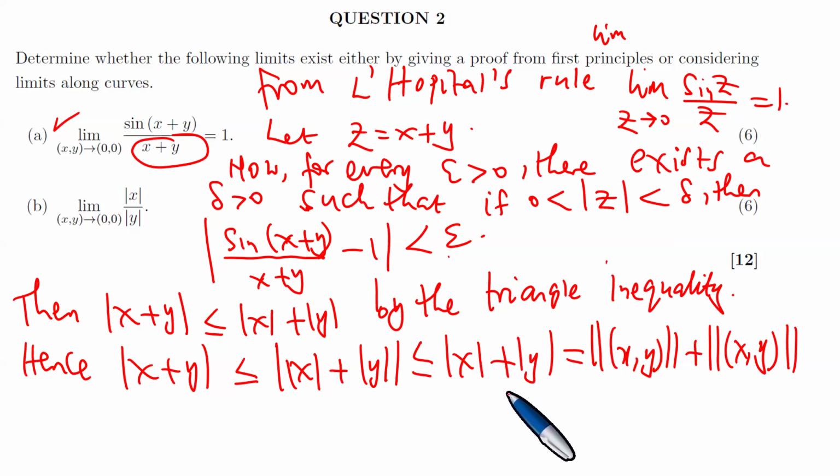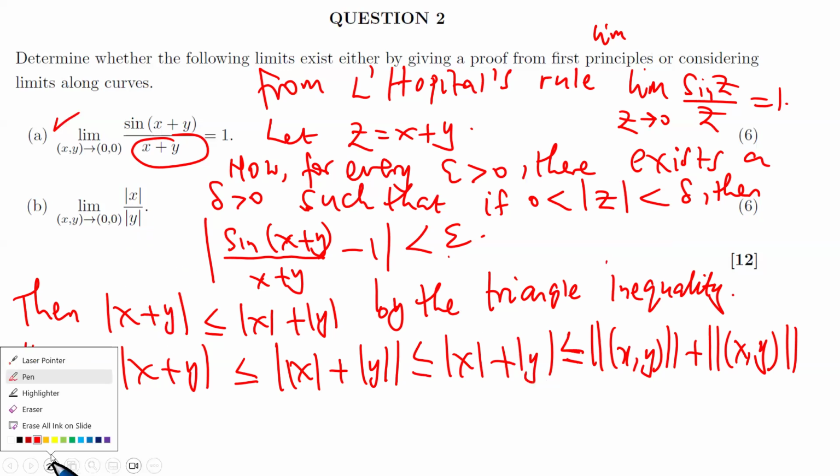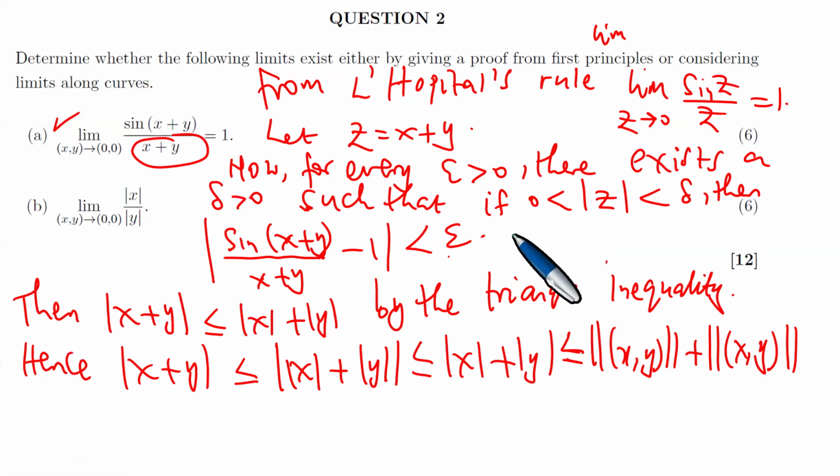Now, note this as a matter of fact. The modulus of x is less or equal to the length of x and y, and the modulus of y is less or equal to that as well. I want to explain this because it's very basic, yet obviously students can miss this out. I'm going to do it in green. First and foremost, we know that the modulus of x, or the absolute value of x, is the square root of x squared by definition.